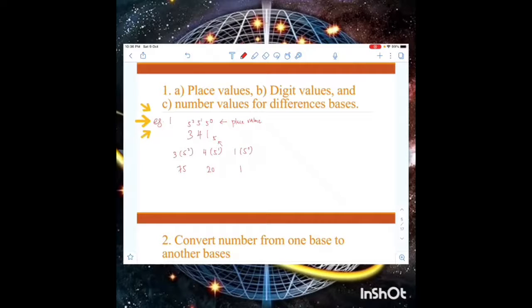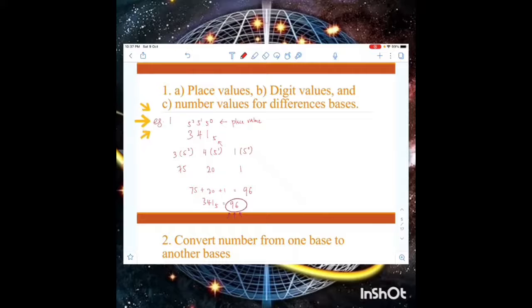Now, after we have all the digit values, for us to know what is the number's value for 341 base 5, it's extremely easy. We just add all the digit values together, then we will have the number's value. So we have 75 plus 20 plus 1, so we're going to have 96. It means 341 base 5 actually has a value of 96.